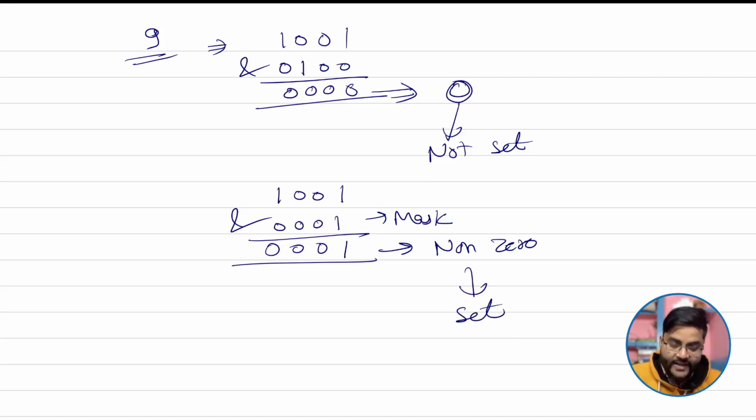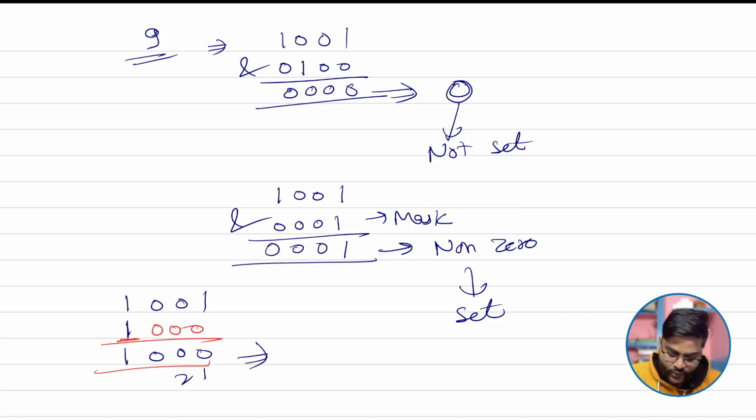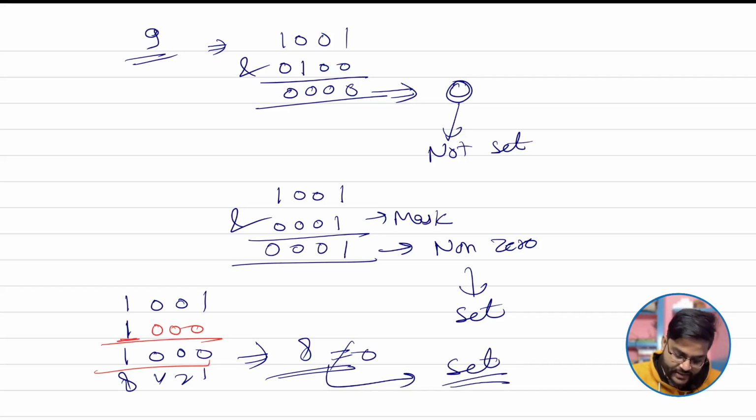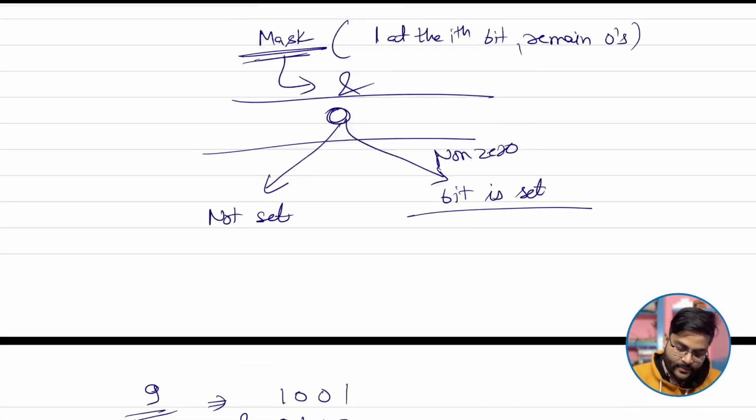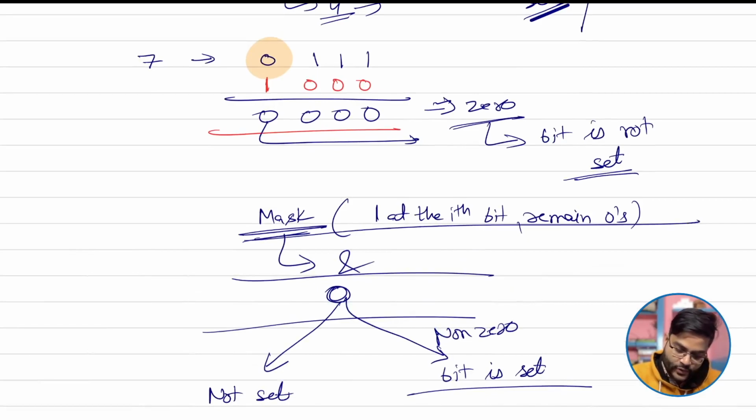Okay, if I want to find whether the fourth bit is set or not, I take 1001, and I take this as 1 and the rest as 0. Do bitwise AND, it will be 1000, which is nothing but 8. 8 is not 0, so I can say that it is set. That means my fourth bit is set. So I can create a mask in which I will take 1 at the ith bit and the remaining will be 0.